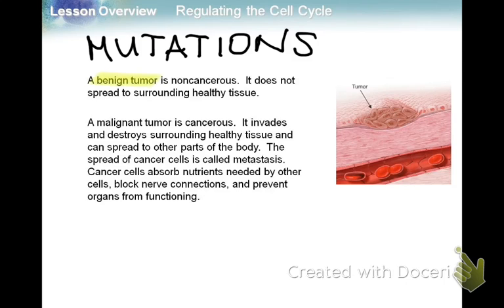A benign tumor is non-cancerous. It does not spread to surrounding healthy tissue, just basically an extra ball of cells. Malignant means cancerous. It can invade and destroy surrounding healthy tissue. It can spread to other parts of the body, which is called metastasis. And cancer cells are basically parasitic. They absorb nutrients needed by other cells. They can block nerve connections and prevent organ function. So really bad news.